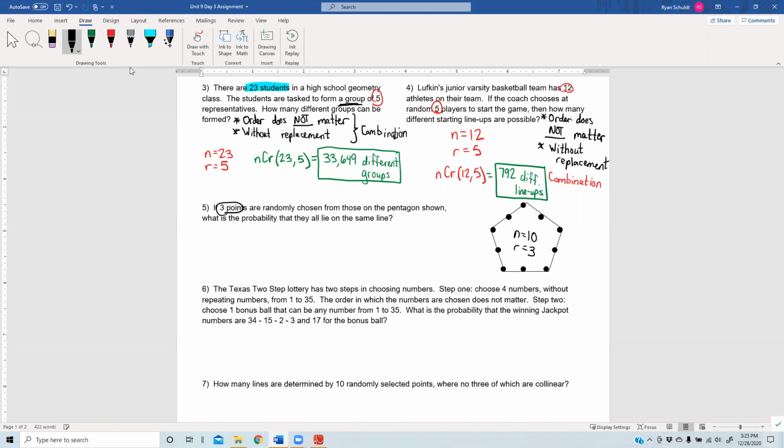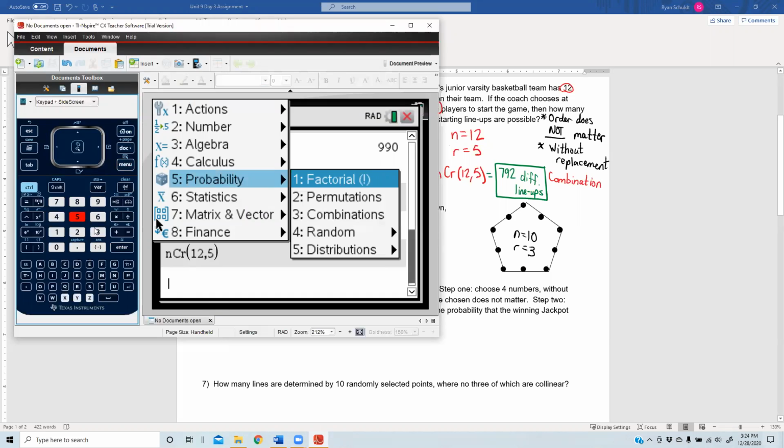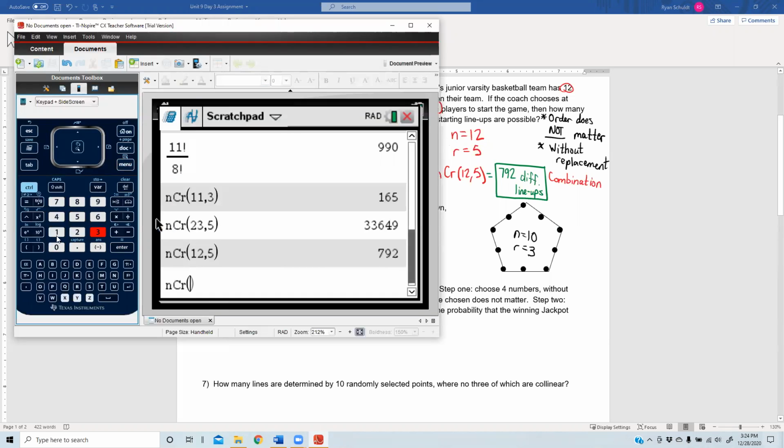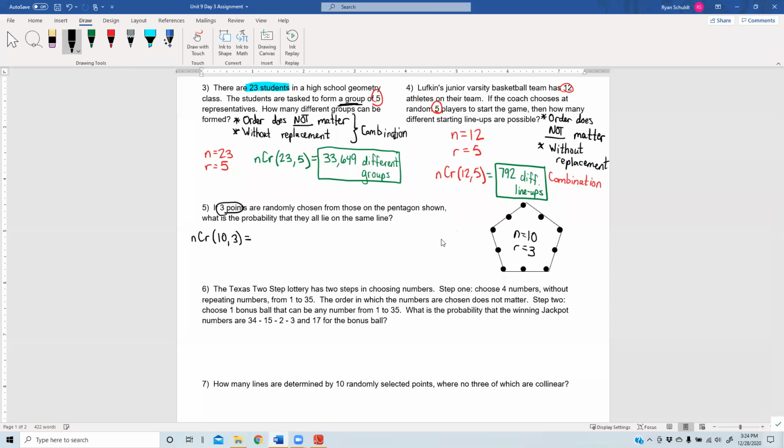So let's figure out how many total ways there are. Then we'll look at how many favorable ways. So we're doing a combination where we have 10 and we're picking 3. So menu, probability, combination. We have 10 and we're picking 3 of them. That means there's 120 possibilities.